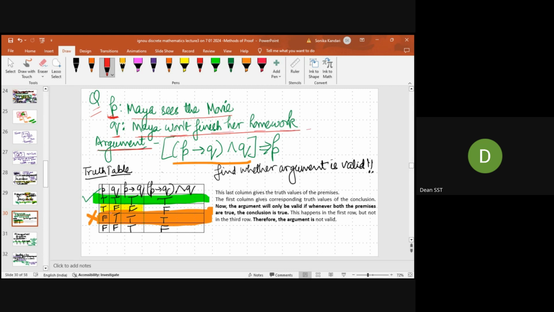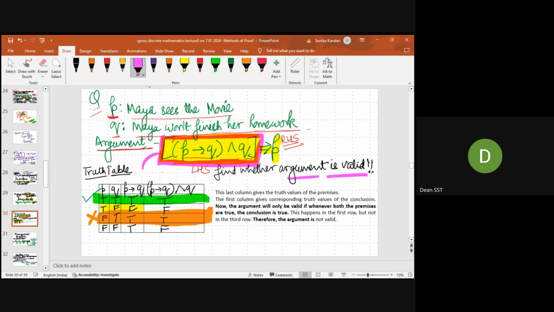So the argument is in the form P implies Q, and Q, therefore P. On the right hand side, we are having P. On the left hand side, we are having P implies Q and Q. We have to find whether this argument is valid or not. I am highlighting it.